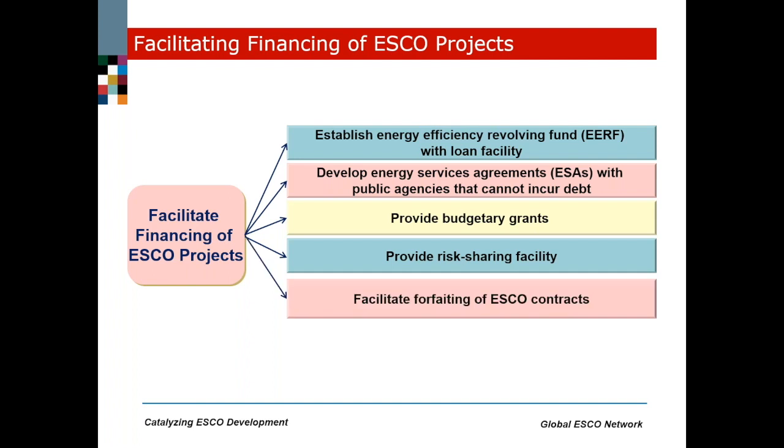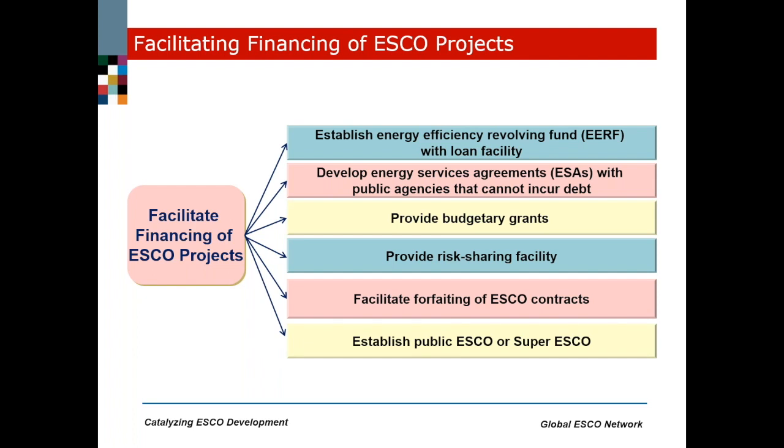Facilitate forfeiting of ESCO contracts. What this means is that once the ESCO gets a contract, it signs a long-term contract to get payments from the customer. The ESCO has already committed its investment, and the amount of investment it can commit is dependent on their ability to raise the capital. The forfeiting option involves an agency or a fund to buy out the future cash flows of the ESCO from the contract. So they essentially will buy out the future cash flows and therefore allow the ESCO to have more capital to undertake more projects. This has been successfully done in a case with EBRD financing in Bulgaria.